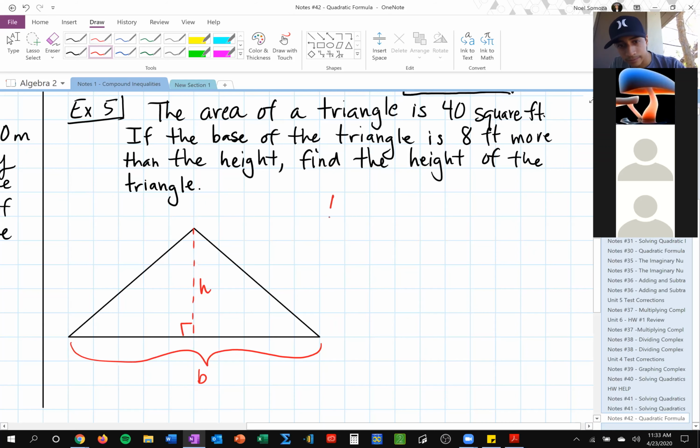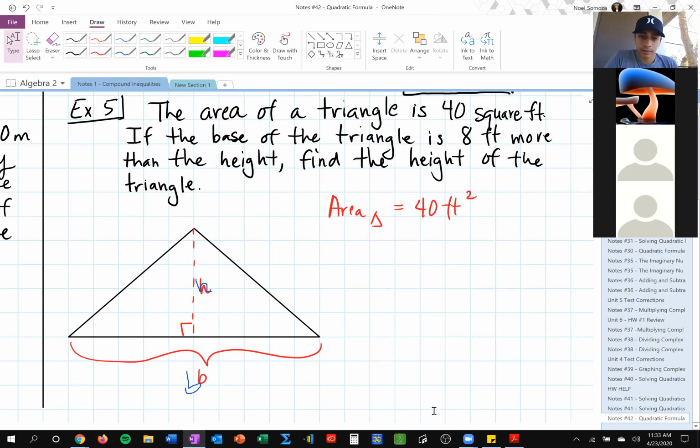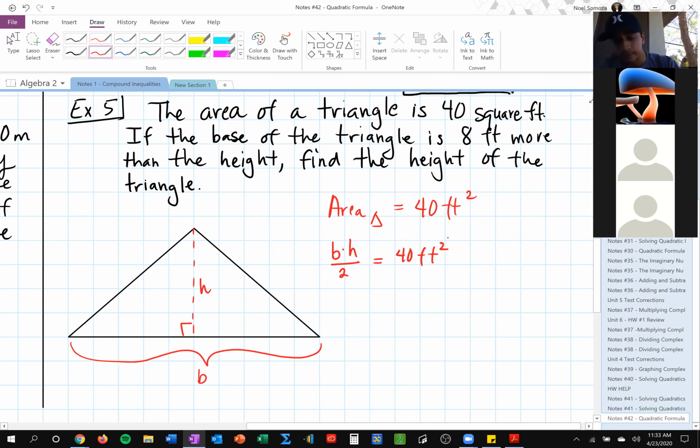We know that the area of a triangle is equal to 40 feet squared, right? But let's get more specific. Let's find the formula for the area. The area of a triangle, somebody help me here. I know you guys remember your geo. What would that be? Yeah, base times height all over 2. Okay, so we can do base times height divided by 2. So that gets us to 40 feet squared.